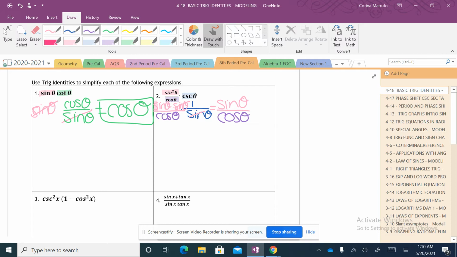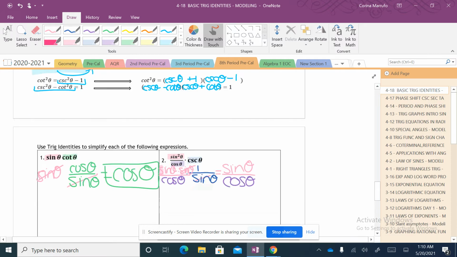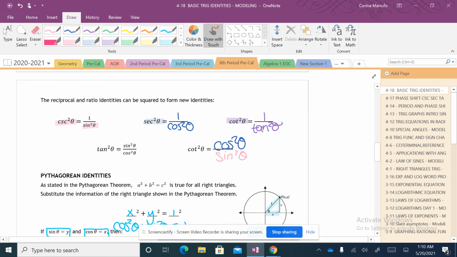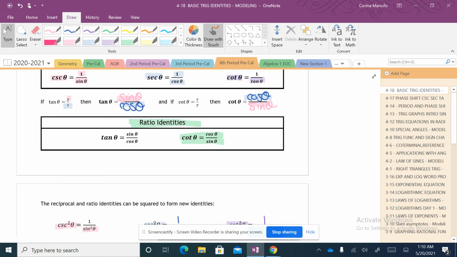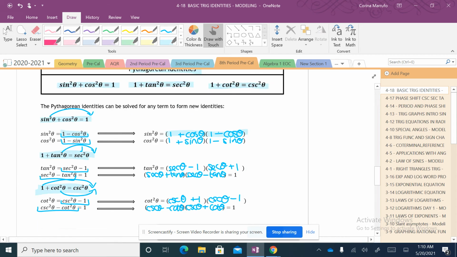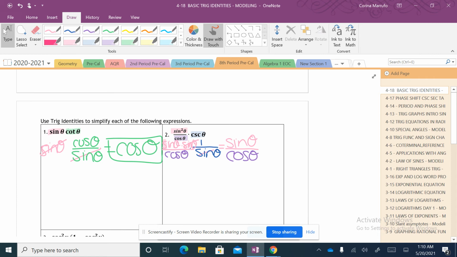Okay, and then this one is going to be sine over cosine. If I look up here, tangent is sine over cosine. This is my ratio identity. Okay, so I know sine over cosine is equal to tangent. That would be my answer.